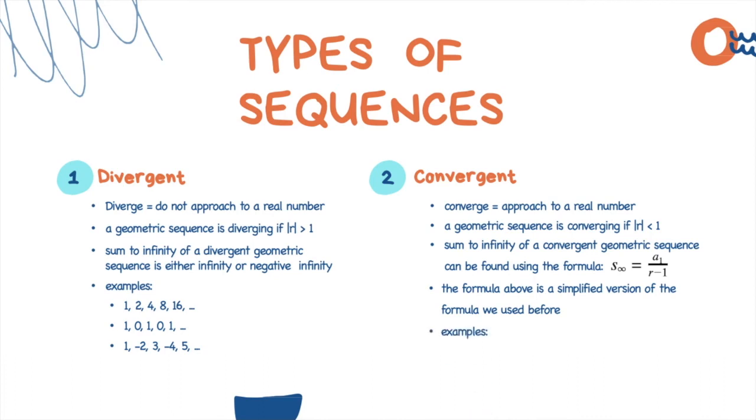Some examples of converging sequences are 1, 1 over 2, 1 over 3, 1 over 4, and so on, which converges to 0, and 2.1, 2.01, 2.001, and 2.0001, which converges to 2.